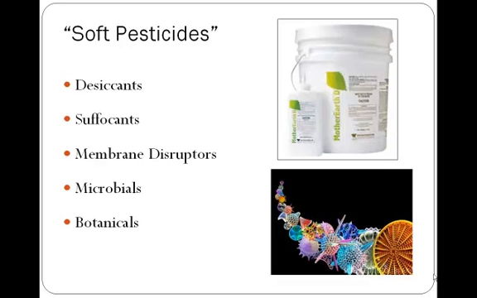Okay, so the soft pesticides, generally when I talk about these, I mean desiccants, so those things that dry insects out, suffocants, which suffocate things, membrane disruptors, microbials, and botanicals. And you guys know what diatomaceous earth is? Maybe you've seen this before, but they're marine algae that have been fossilized in the ground, and they dig those things up. And the shell around here is actually silica. It's glass, right?